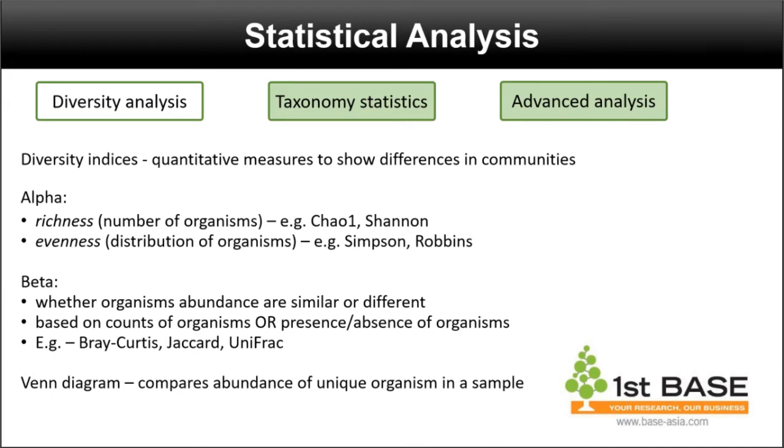Another interesting diversity analysis that you can do is the Venn diagram, meaning that you want to compare the abundance of unique organisms in your samples. Okay.